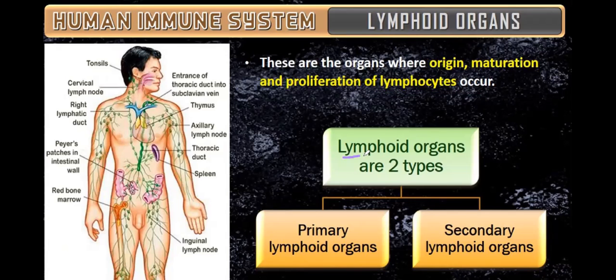Lymphoid organs are of two types. First is the primary lymphoid organ, second is the secondary lymphoid organ. Now we'll be discussing what are primary lymphoid organs and what are secondary lymphoid organs. Lymphoid organs are a part of the immune system.